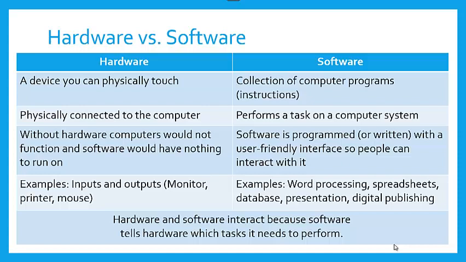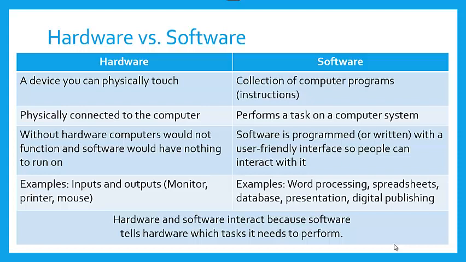Some examples of software include word processing, spreadsheets, database, presentations, and digital publishing. There's tons of other types of software too. Video games are considered software. Websites and the internet are considered software as well. We're actually going to be focusing in this video on those 5 different types of computer software.